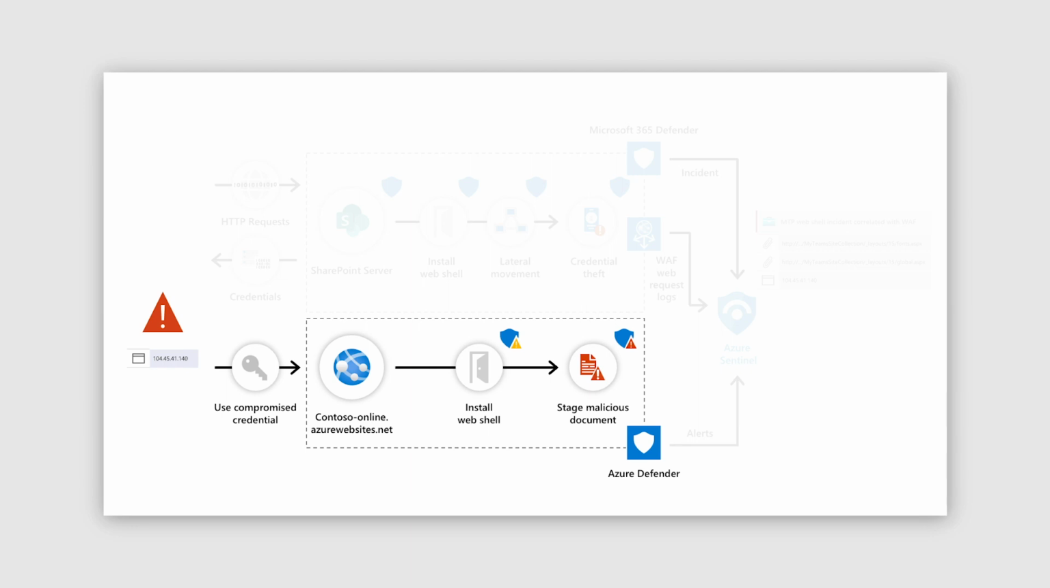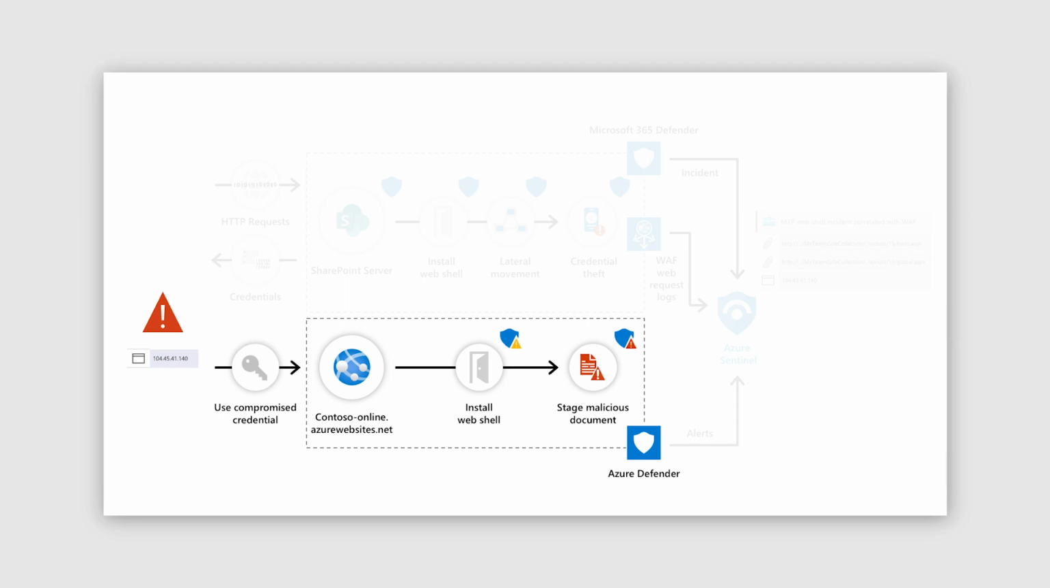The attacker in our scenario uses the compromised credentials to access the Azure App Services management portal. This portal allows the attacker to download a publishing profile which contains Contoso Online's FTP username and password. As seen in the diagram, the attacker uses these credentials to access the server, upload a PHP web shell, and stage a malicious document for a later spear phishing campaign.